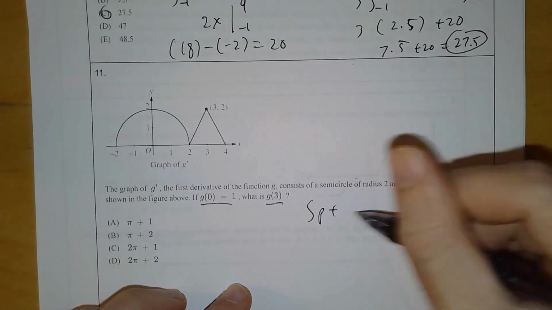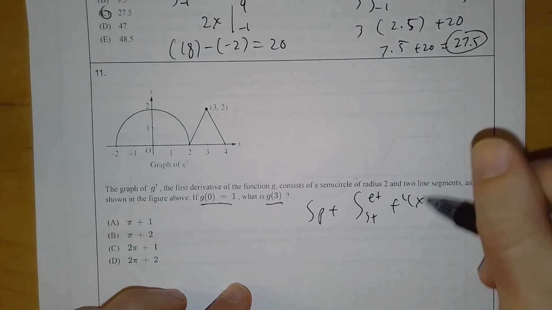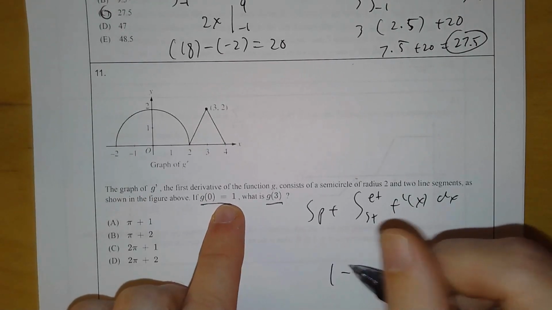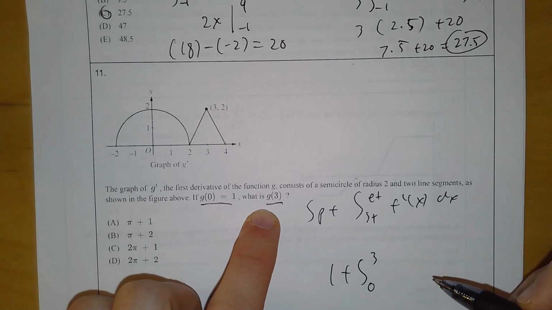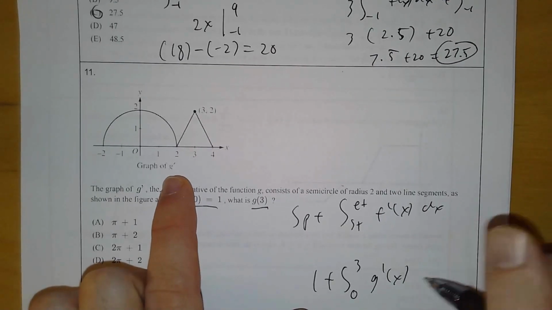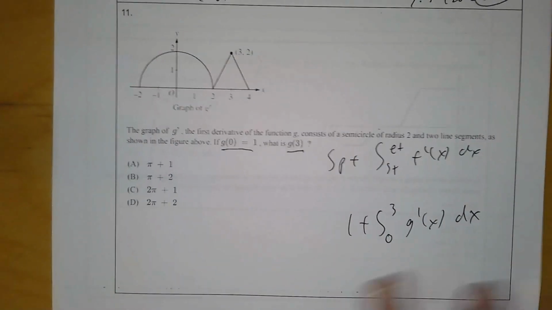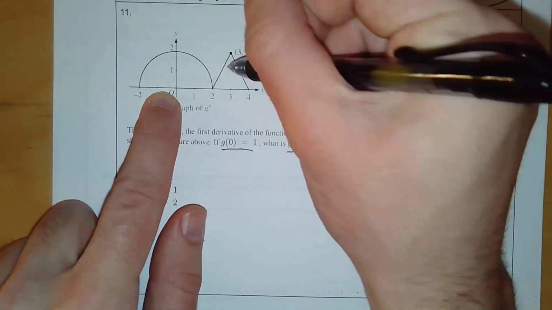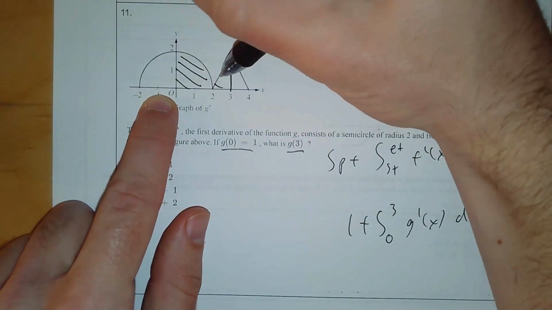I'm going to need the starting value plus the integral of some derivative dx, right? So this is the scaffold. Well, my starting point is 1. And then I'm going to take the integral from 0 to 3 of g prime of x dx. That's my scaffold, that's my version of it. The 1 is easy, but now I need to get the area from 0 to 3. I think it's always helpful to shade what you're looking for, so it's never a question. This is what I want.